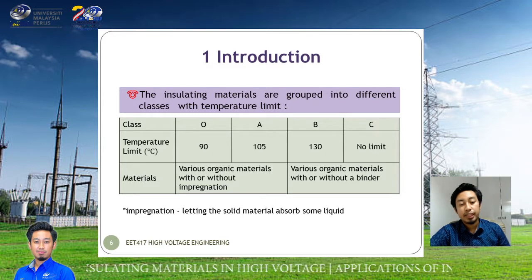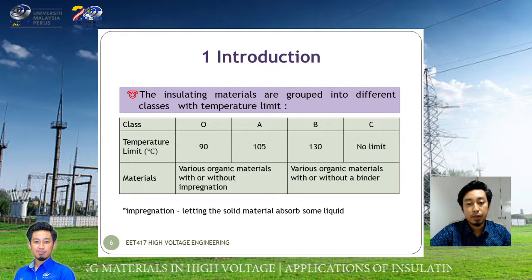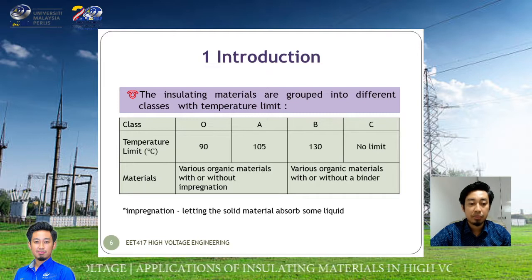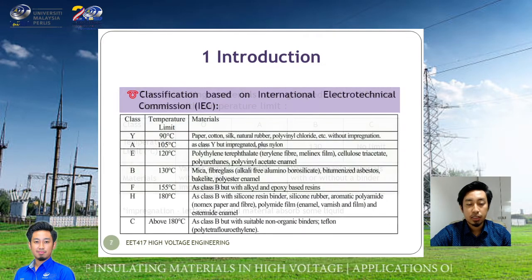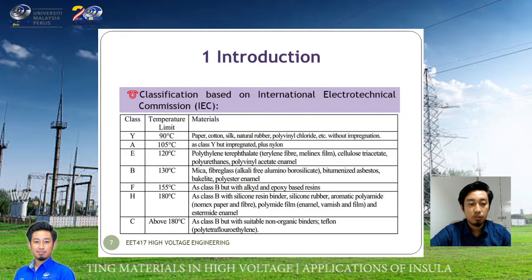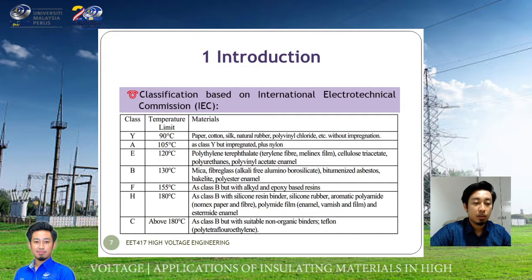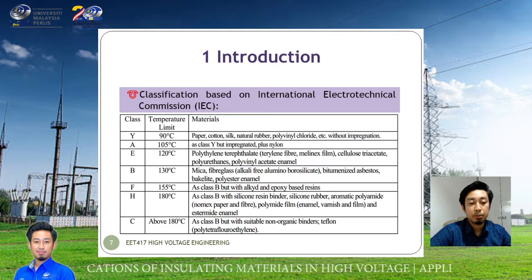Based on the next table, this classification is based on the IEC. This is quite detailed compared to the previous table. You can read the certain materials used for class Y, A, E, B, F, H, and C. According to this one, classes F, H, and C depend on class B, but they use different materials.